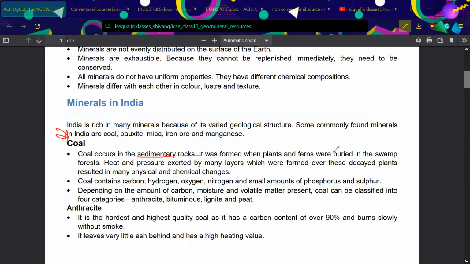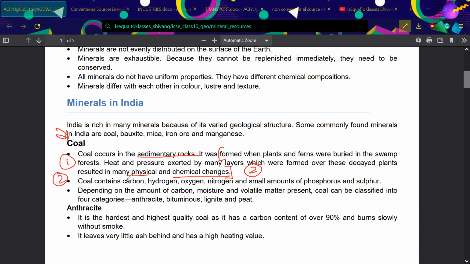It was formed when plants and ferns were buried. They may ask you the formation of coal. So it is formed when plants and ferns were buried in the swamp forest. This is point number one. Heat and pressure exerted by many layers which were formed over these decayed plants resulted in many physical and chemical changes. This is point number two. And this will be the formation of coal.